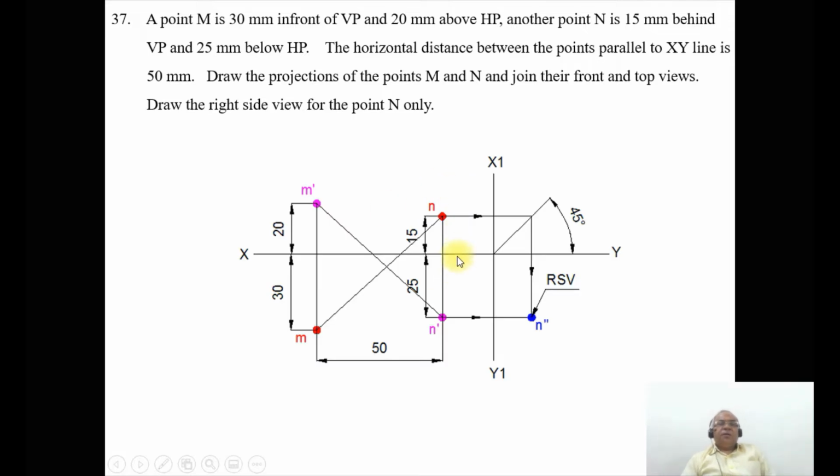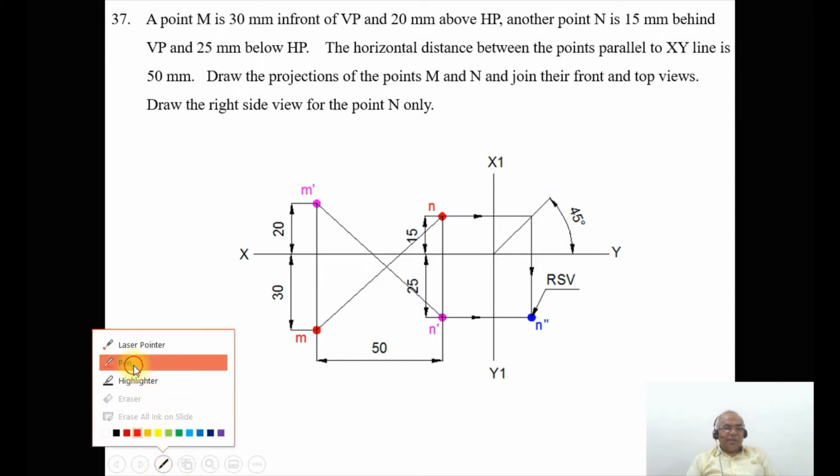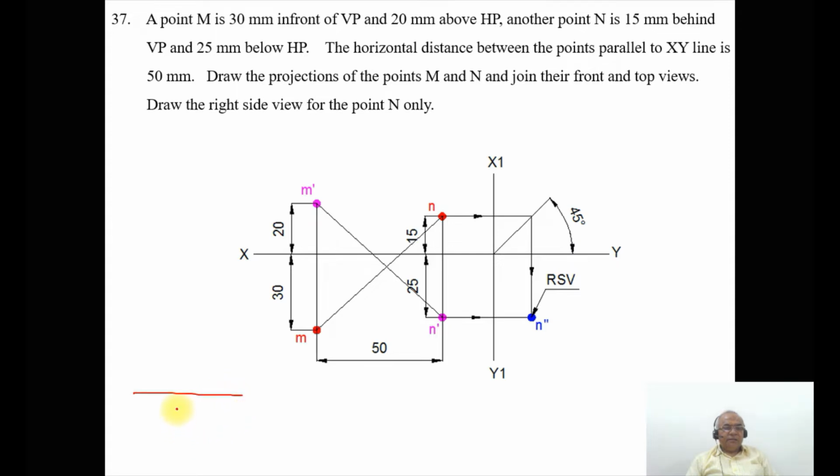Now when you want to analyze this, the point M is 30 mm in front of VP. In front of VP, you are going to get the top view below the XY line. So I will take 20 mm below XY line. Above HP will always come the front view. So 20 mm above HP is always above the XY line, that is the front view. You measure 20 mm from here and mark this as M dash. So you have the top view and the front view.